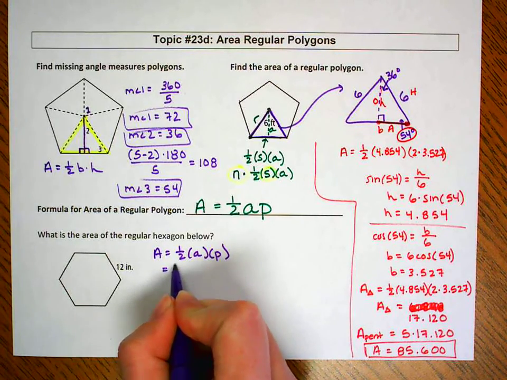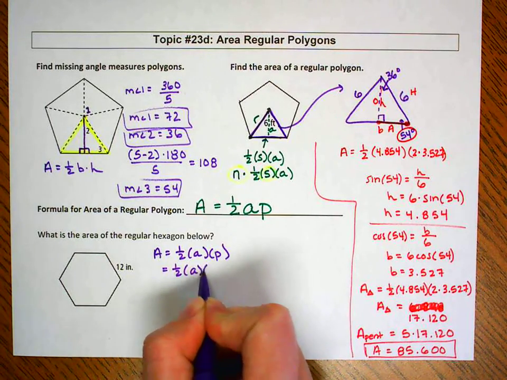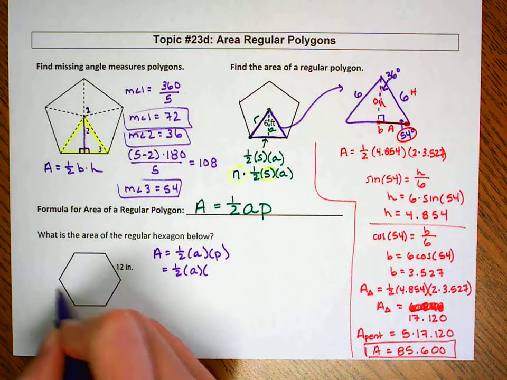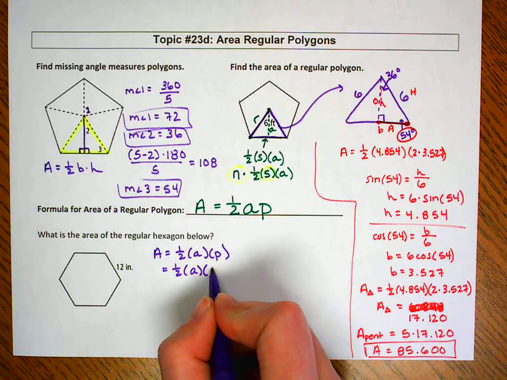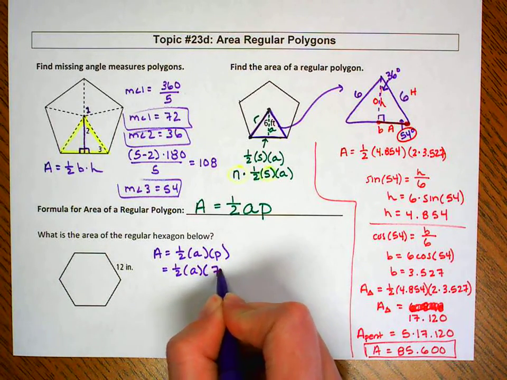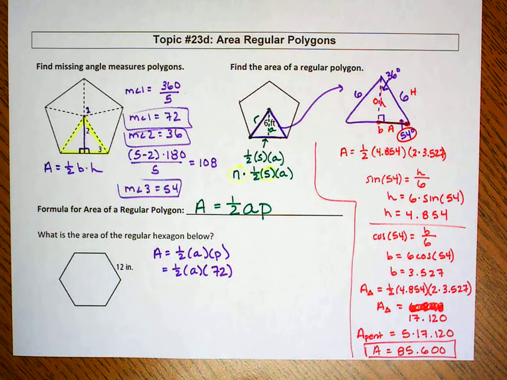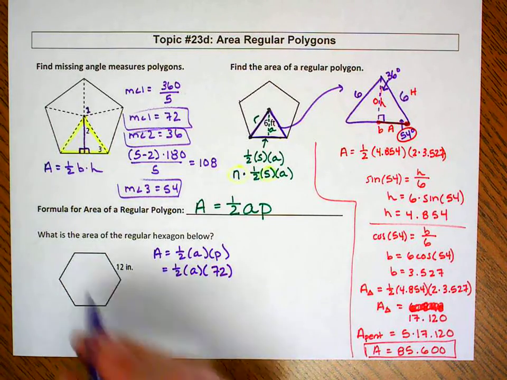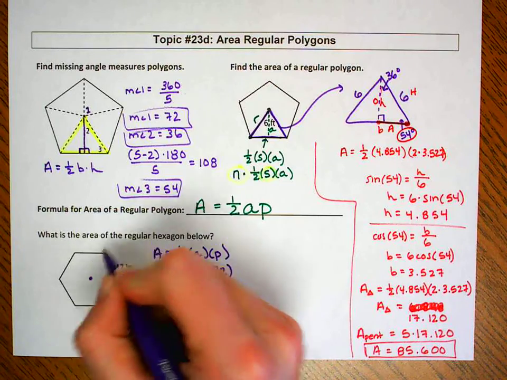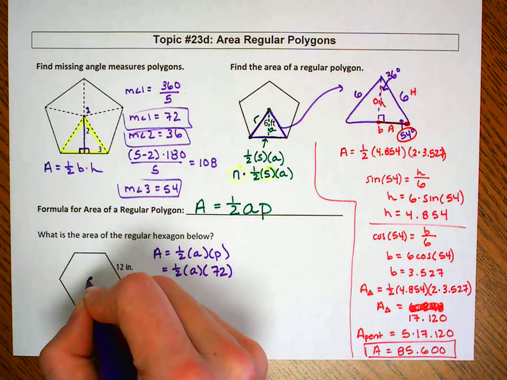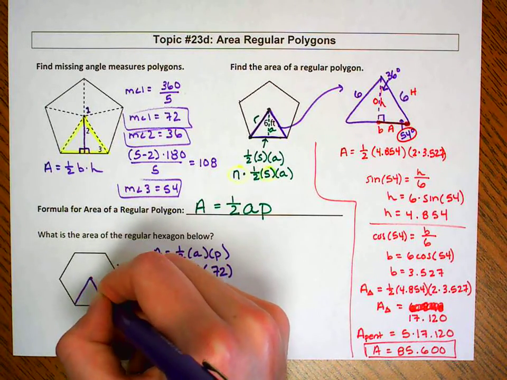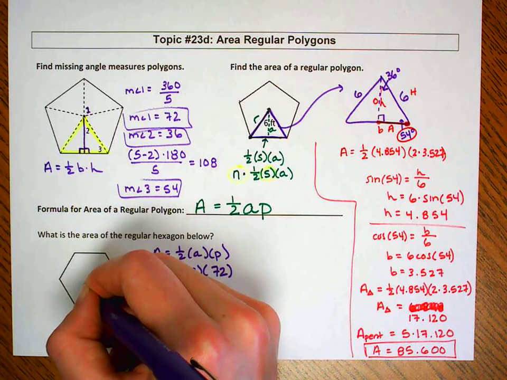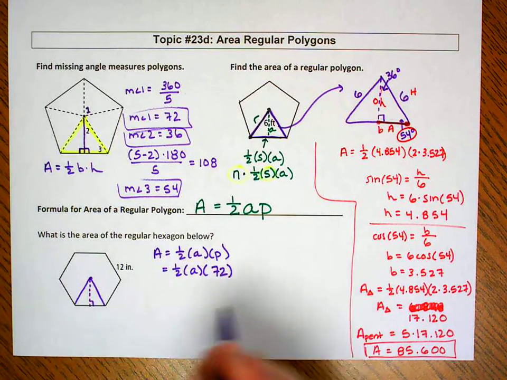Well, fortunately for us, we can find the perimeter really fast because one side is 12. There's 6 sides. So 12 times 6 is 72. So all I really have to find is my apothem. So remember, here's my center. I'm going to draw in a triangle where my apothem is essentially the height of that big triangle. I need to figure out what this is.